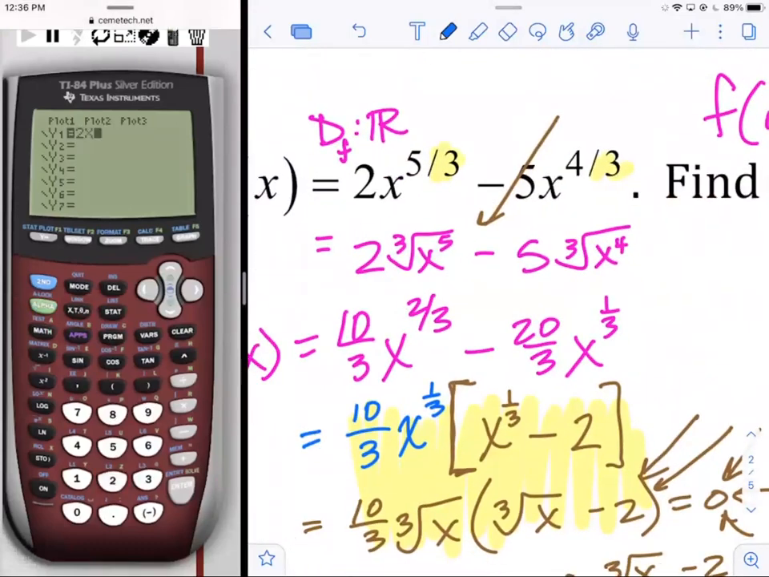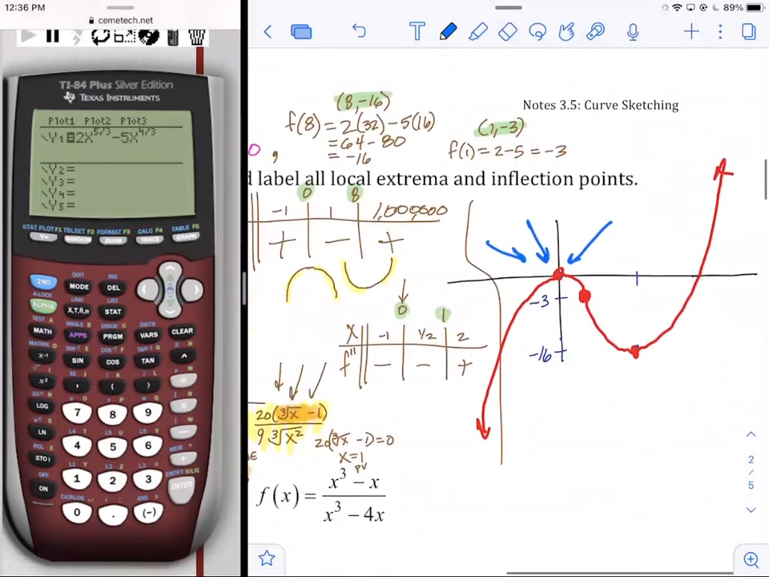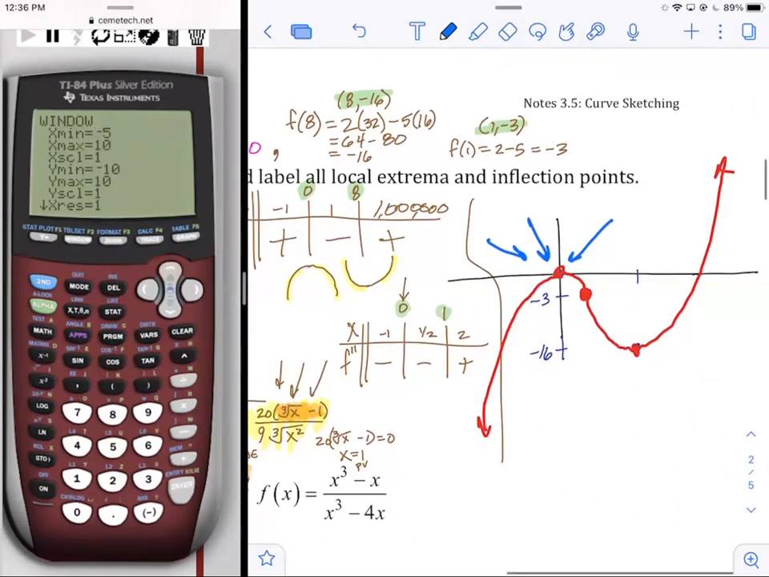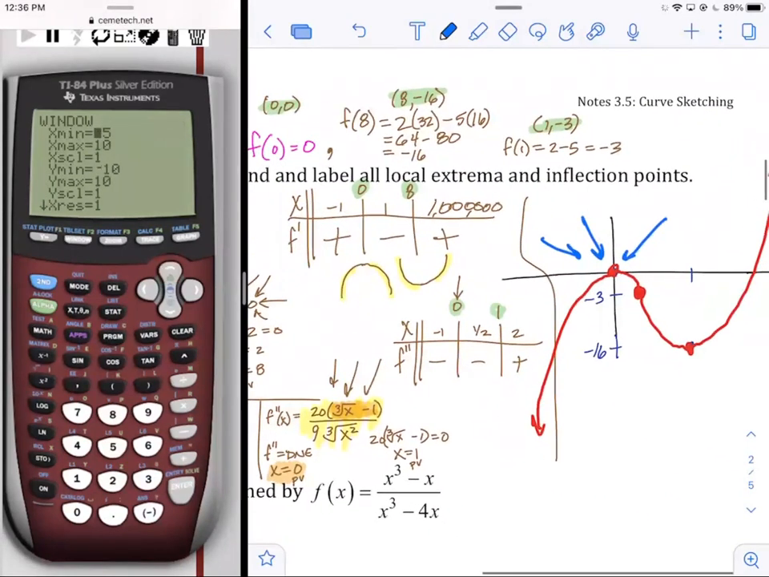So 2x^(5/3) minus 5x^(4/3). And let's see, I have a window over here. Let's just go to window. I'm going to set my window manually. I'll do like -5 to, where was that other point? 8. So we should go to 10. And then for y min, I have a local min of -16. So, oh, it's going super fast.